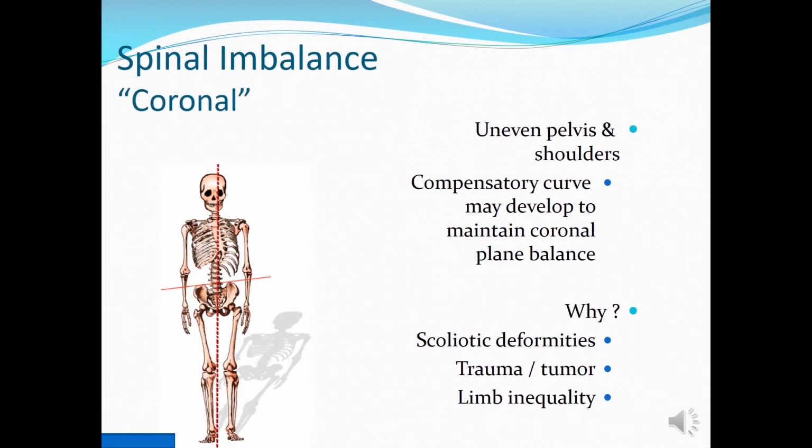If the spine is unbalanced in the coronal plane, then both pelvic wings will not be parallel to the ground. The shoulders will be of unequal heights, and there will be compensatory curves as well. Why does this happen? It happens because of scoliotic deformity, trauma or tumor, or limb length inequality.